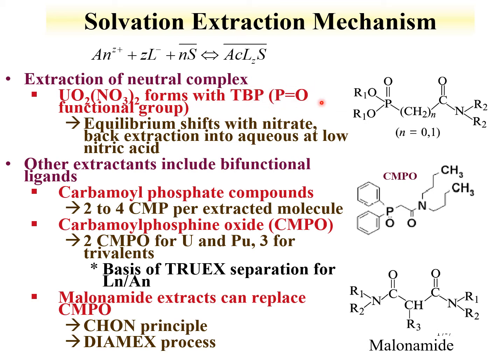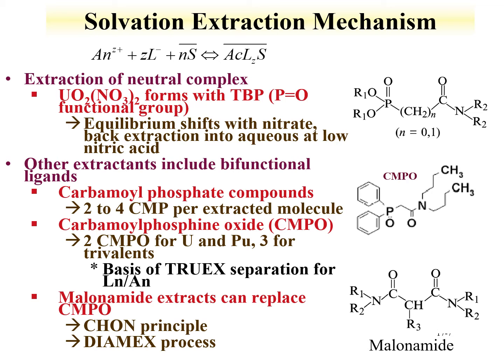this is our functional group, and it forms a neutral species. The uranyl nitrate coordinates tributyl phosphate. That gets extracted into the organic phase. And I can shift the equilibrium back to a charged species to back extract the uranium from an organic phase into an aqueous phase.